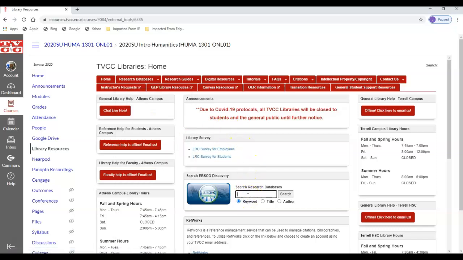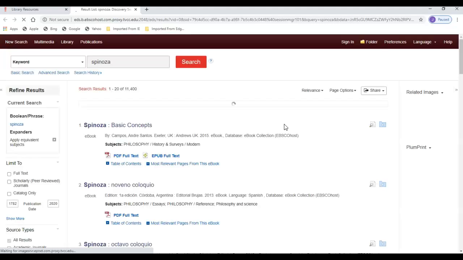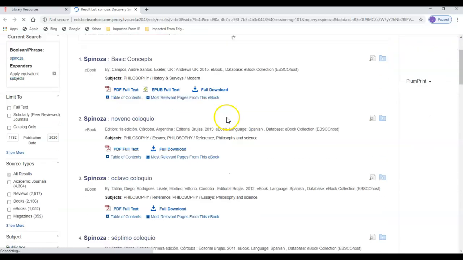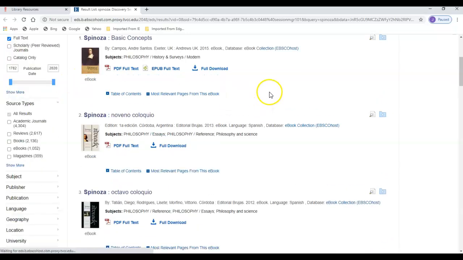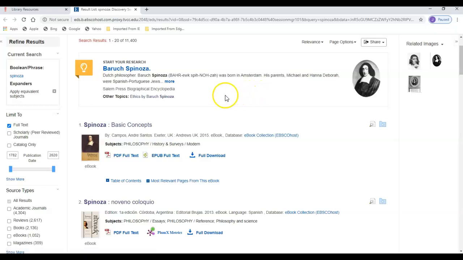For instance, if I were going to look up Spinoza, I could type in Spinoza here and do a search. Since I've already logged in, I shouldn't have to log in again, but it might ask you to log in, as I did earlier. Then this one takes you into Spinoza, some basic concepts of his. What you want to do is make sure you get full text, where you get the full articles. Again, this starts your research and gives you some background on him, his basic concepts. This is a really nice book.